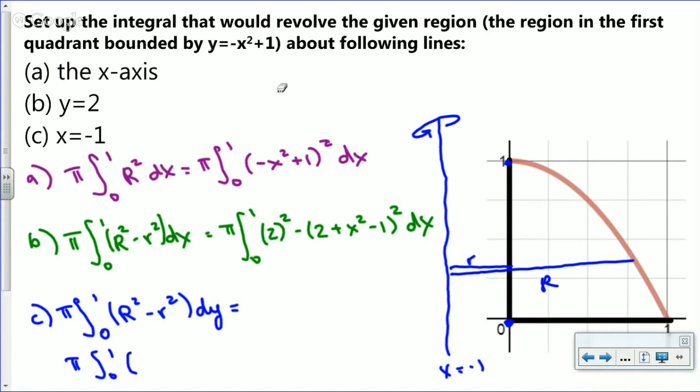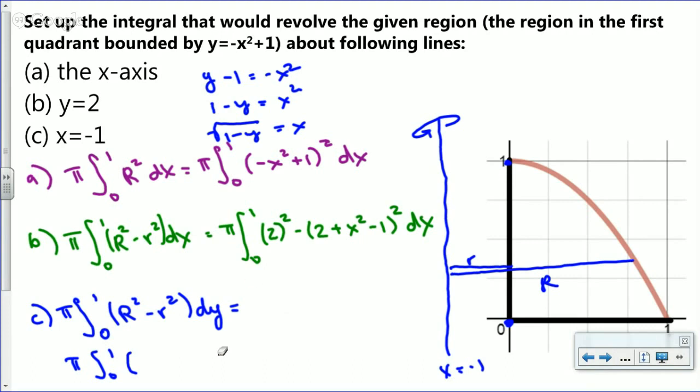Okay, so how could I solve this for x? Subtract 1 first, right? Multiply both sides by a negative. So I would get negative y plus 1, or 1 minus y. Then square root, right? And technically I would need plus or minus, but this guy's going to be the positive root, so you're fine there with just the positive root.